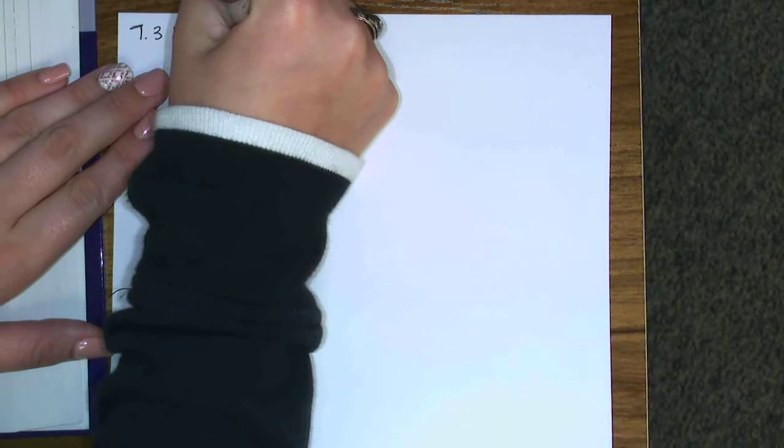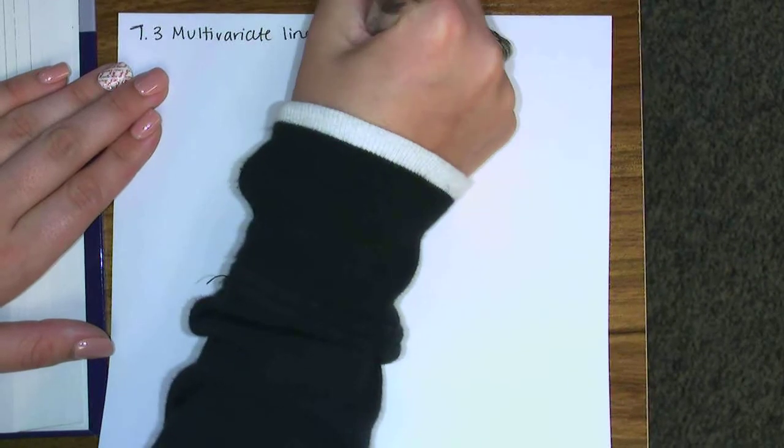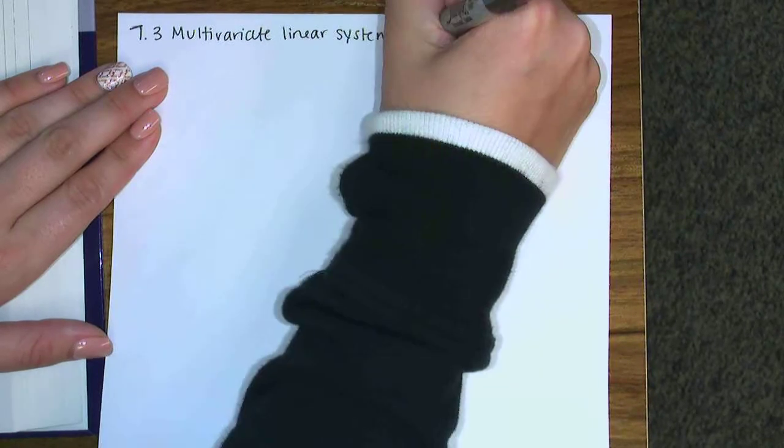Alright, so we're going to wrap up what we're doing with Chapter 7 today. And so we're looking at 7.3, multivariate linear systems, and row operations.